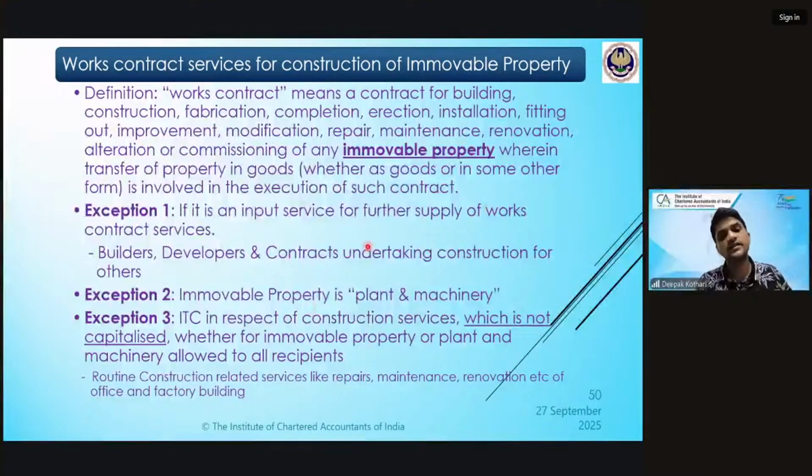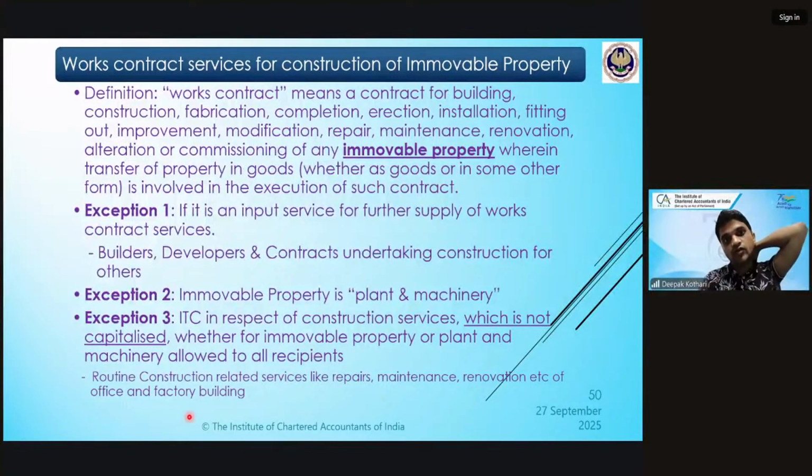Okay. So first exception is if it is for further supply. Second exception is if such immovable property is plant and machinery. Third exception is ITC in respect of construction services which is not capitalized. Okay. Whether for immovable property or plant and machinery allowed to all recipients. That is, if you are not capitalizing it, ITC in respect of construction service which is not capitalized.